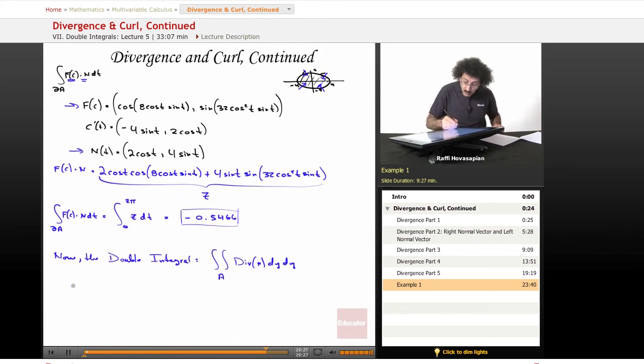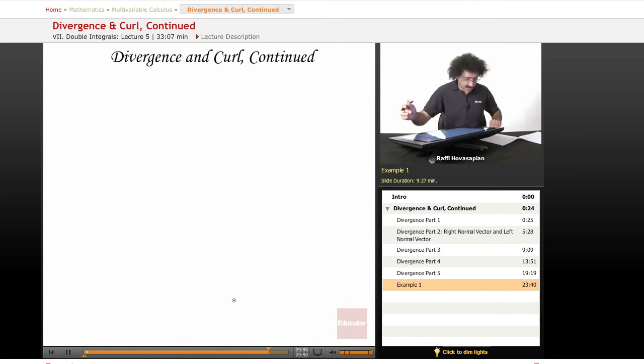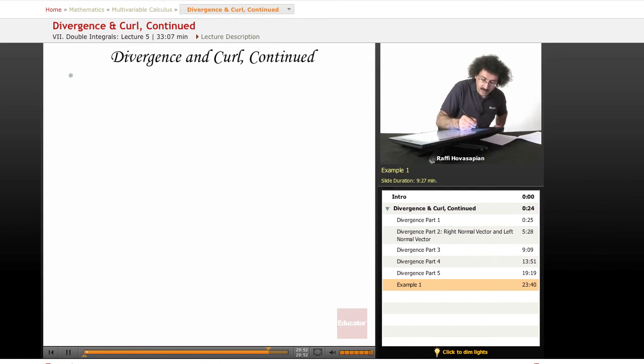Well, we calculated the divergence of f. Let's just recall what that was, and if we don't recall, let's just do it again. We have our vector field. The divergence is minus y times the sine of xy plus x squared times the cosine of x squared y. Okay, so now let's put it in: the double integral over A of the divergence of f dy dx.